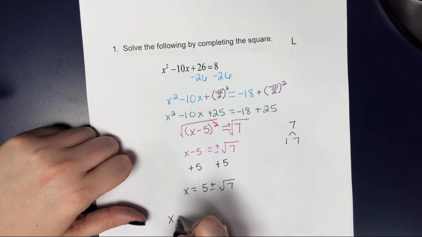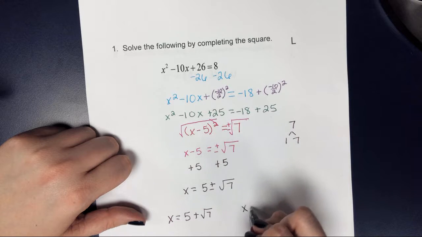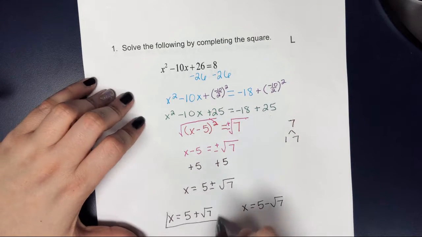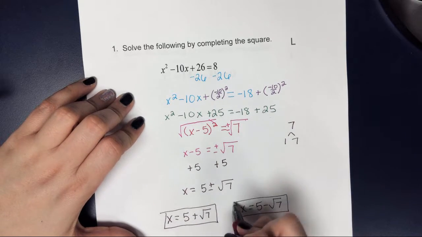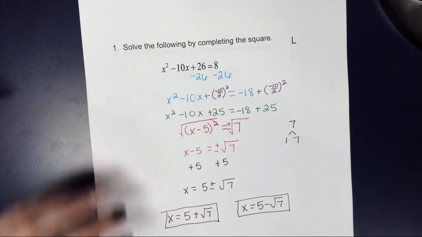Remember, we want to split that because there's two answers. There's 5 plus the square root of 7 and 5 minus the square root of 7. So those are our answers to number 1. Any questions you have, just highlight it. When I come back, you can ask those questions then.